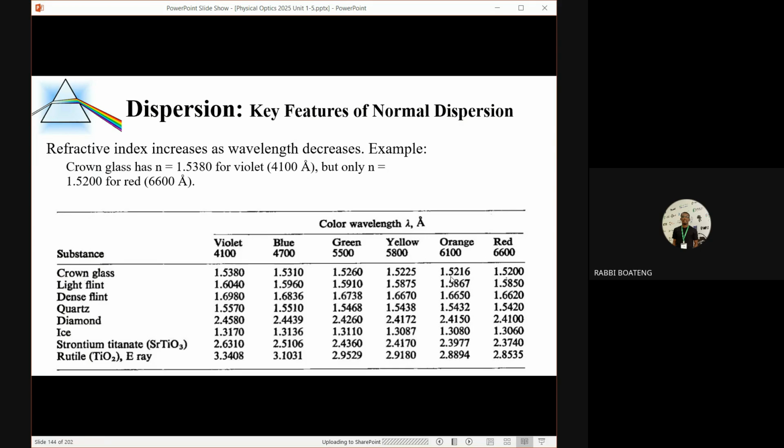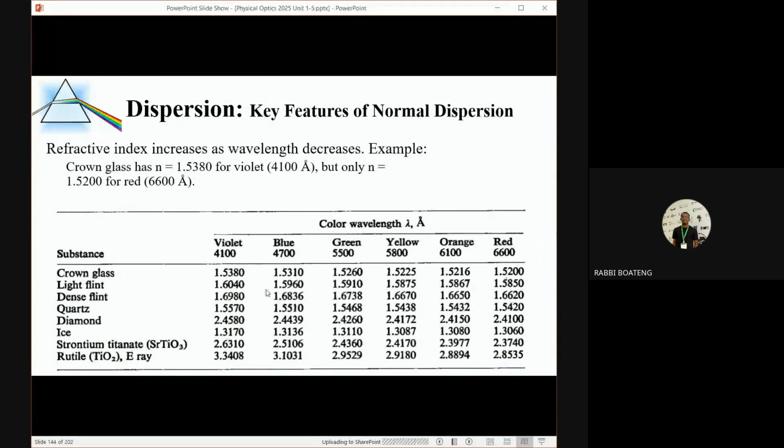To 1.5216. It goes again to 1.5225. It goes again. So it will be increasing with respect to the wavelength that we have here. Exactly. Red has a bigger wavelength compared to violet. We start with the refractive index here, which is smaller compared to the very last one. And this is not for only one material. It behaves the same in almost all materials that are experimentally checked. So this explains the first property of a normal dispersion: refractive index increases as wavelength decreases.